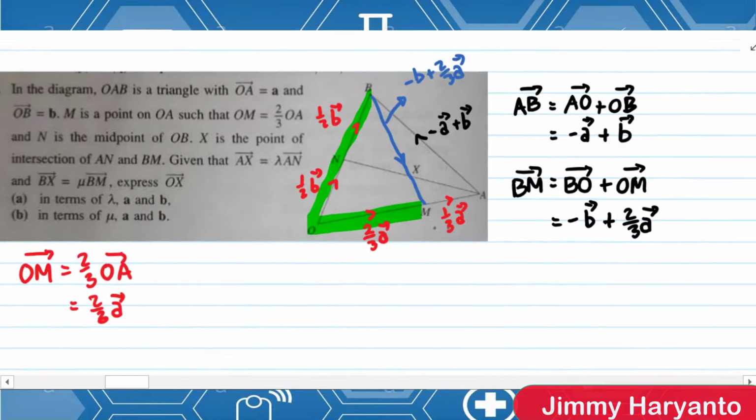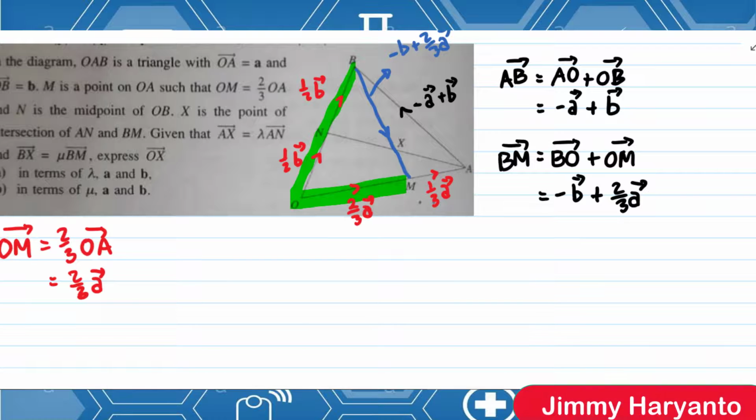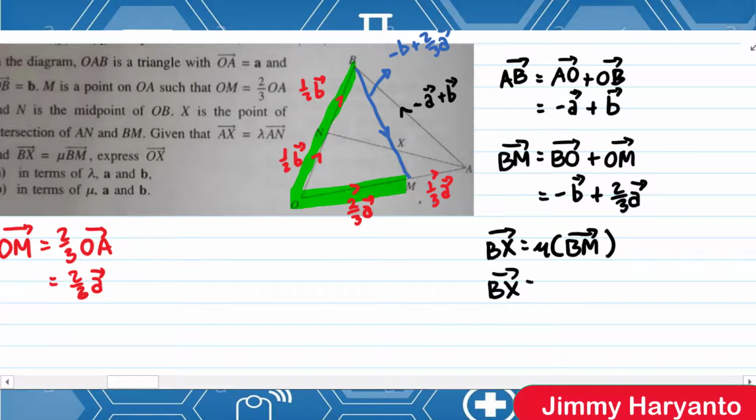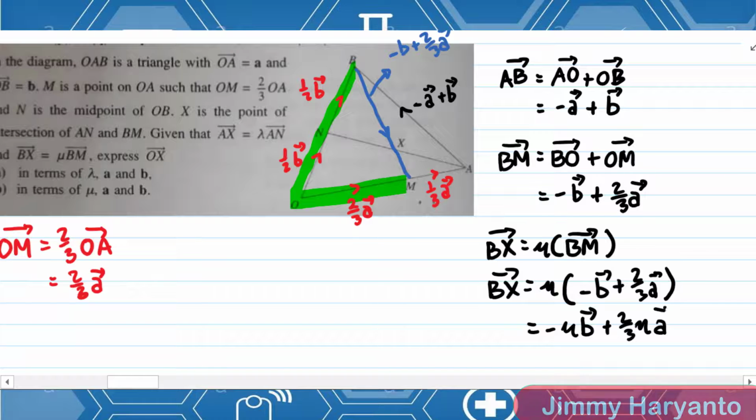Okay, let's try to find BX first. BX equals mu times BM. The question says BX equals mu times BM. Because we already know the BM, we can find BX equals mu times negative B plus 2 over 3A. After that, we can multiply: negative mu B plus 2 over 3 mu A. Okay, we already have BX.